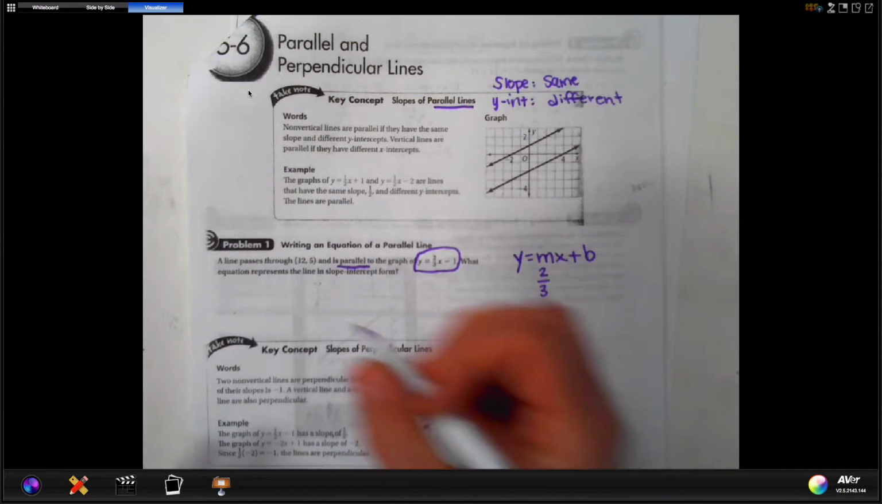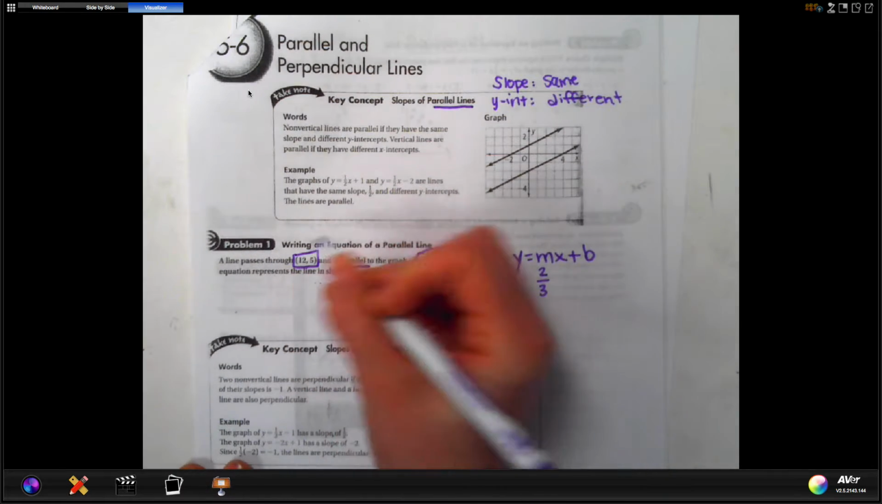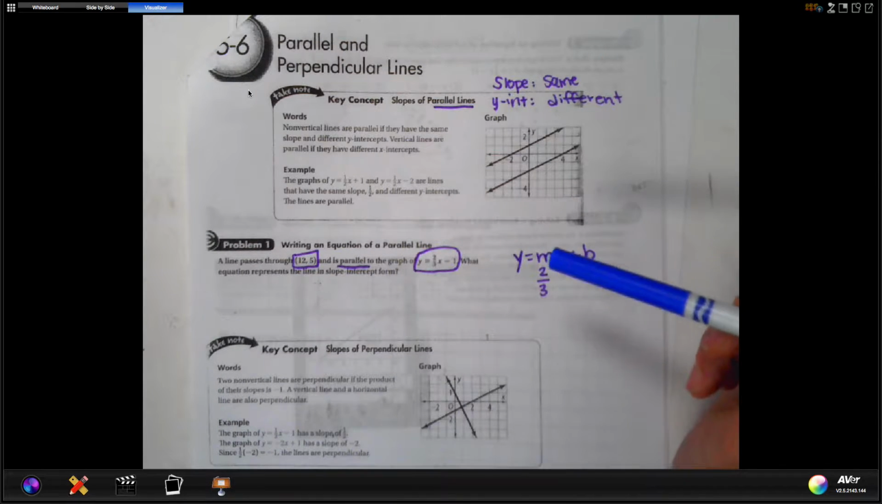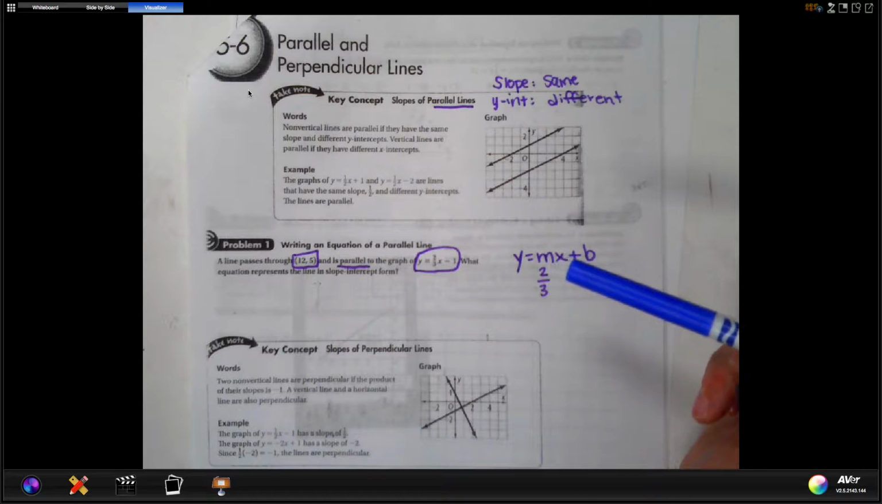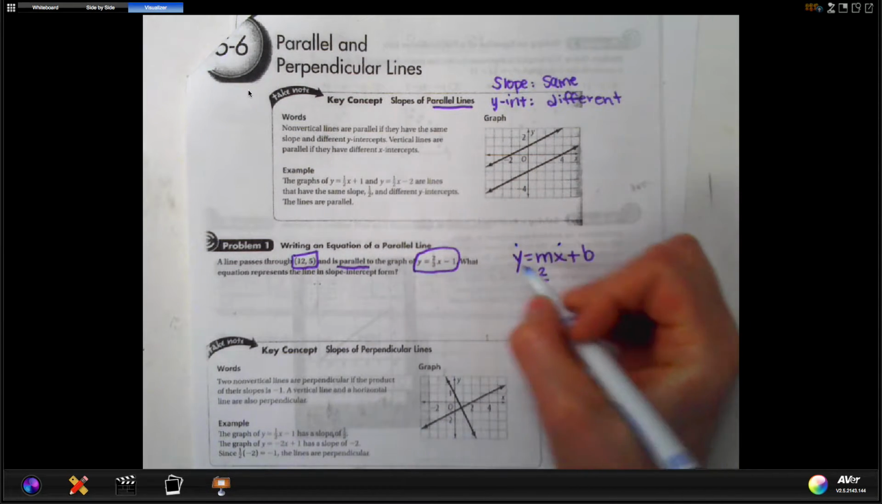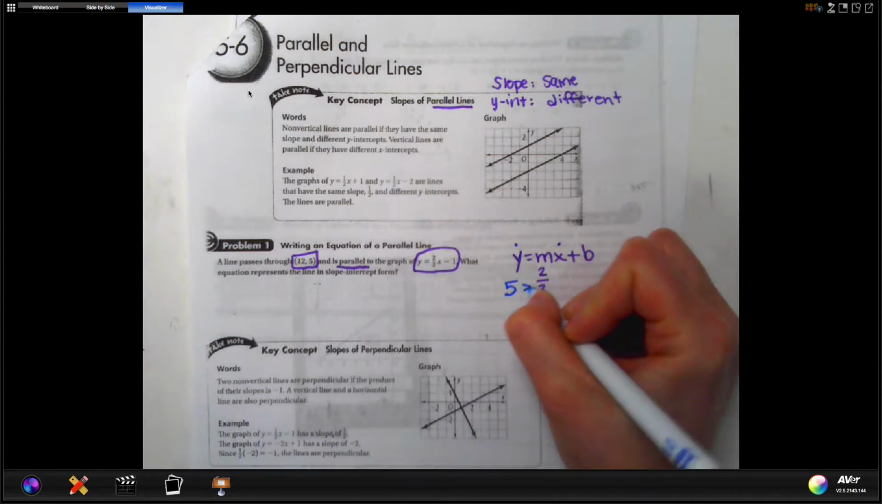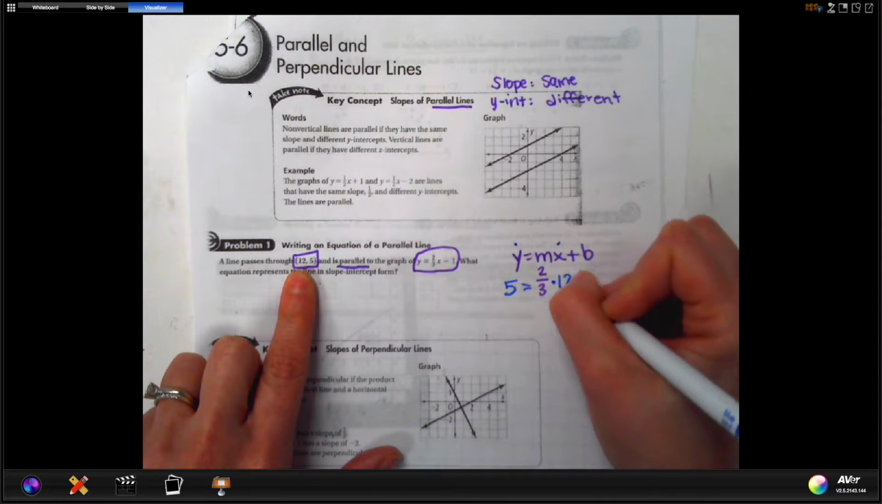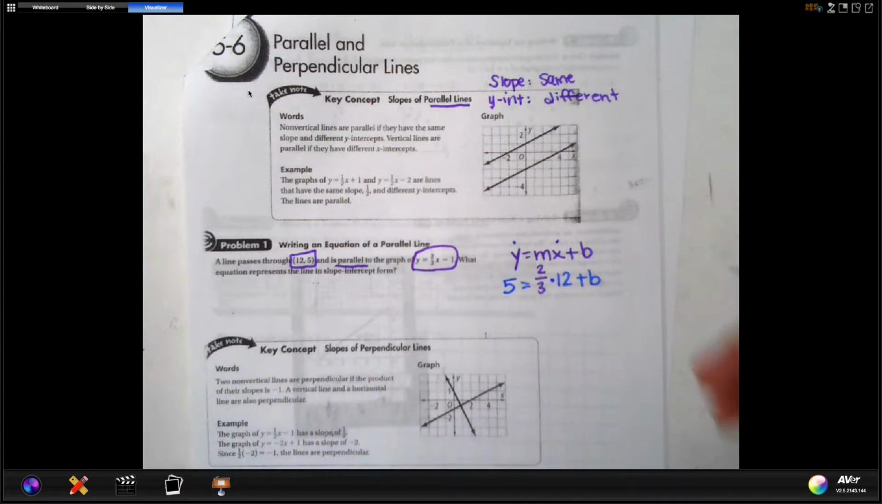And then we have a point that is on it. What we don't know is our b value, our y-intercept. This is like when we give you the slope and an ordered pair and you have to figure out the y-intercept. You fill in y and x with what's given. So y is 5, equals the slope 2/3, x is 12, so times 12, plus b. We're going to solve for that y-intercept first.